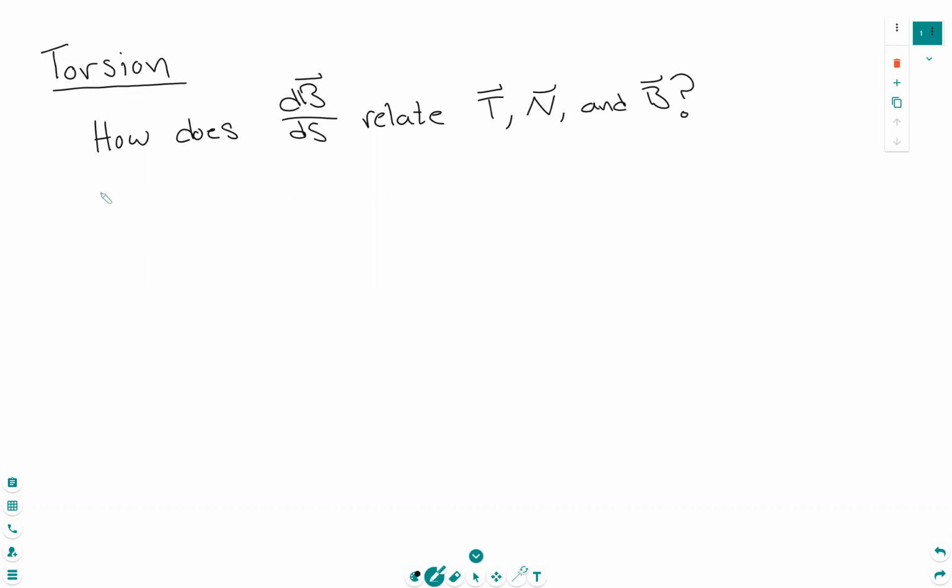Well, the first thing that we can do is note that dB/ds is equal to, by definition, the derivative of the binormal vector. So we're taking the derivative of the cross product between T and N. Remember, that's how we defined our binormal vector. So we're just taking the derivative with respect to arc length of this T crossed N.